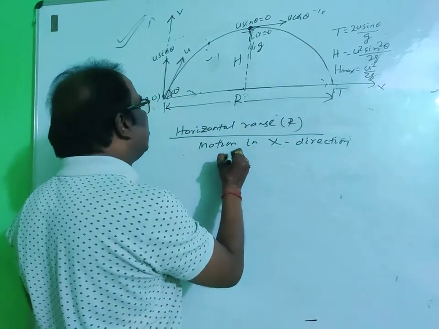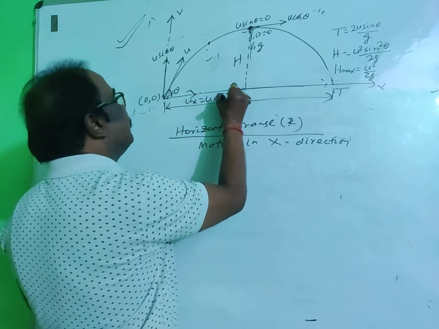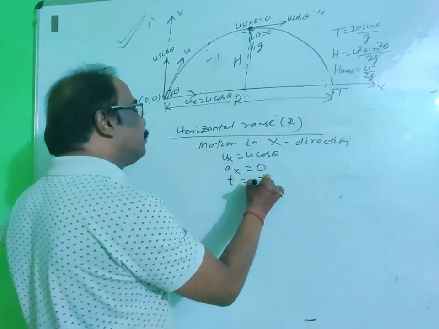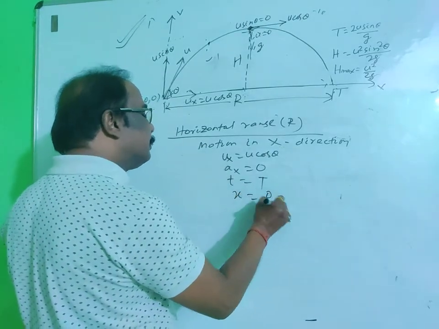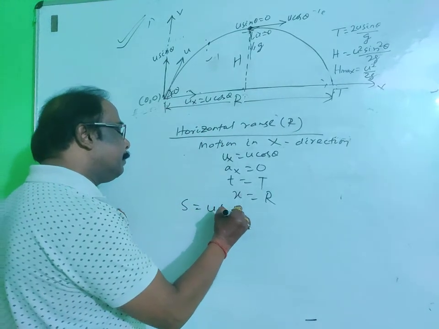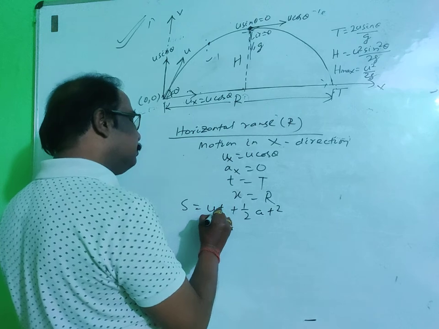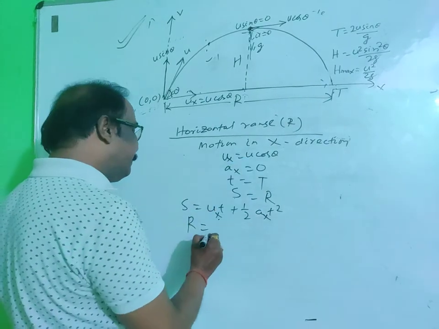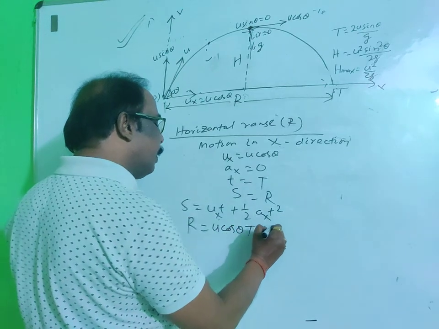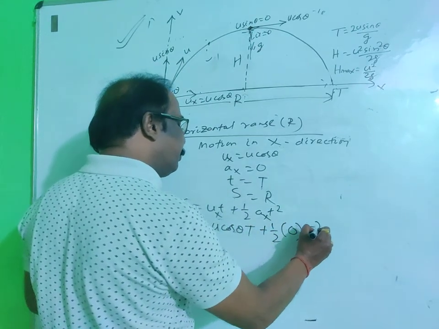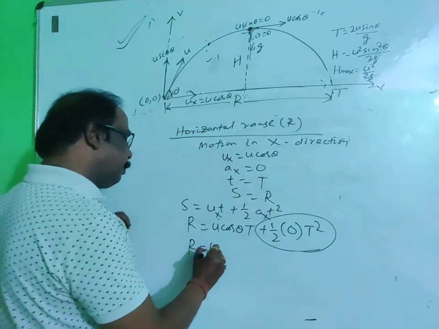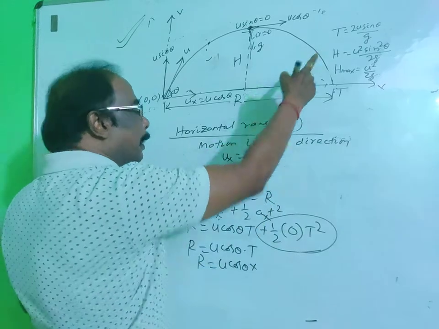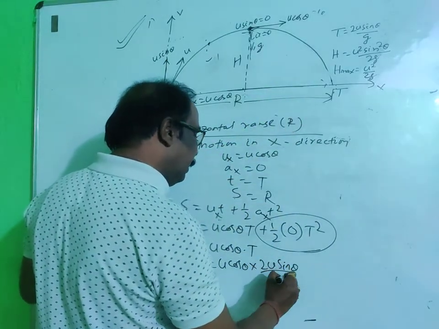In x direction, initial velocity ux is equal to u cos theta, and acceleration along x direction is 0, and time is t. And maximum distance x is equal to range, then use the equation again, s is equal to ut plus half at square. Then this is ux, this is ax. In place of displacement here, s is equal to R, R is equal to ux, ux is u cos theta, and total time is t plus half, acceleration along x axis is 0 into t square, this factor is 0. Then range is equal to u cos theta into time of flight, and you know time of flight as we have taken 2u sin theta divided by g.